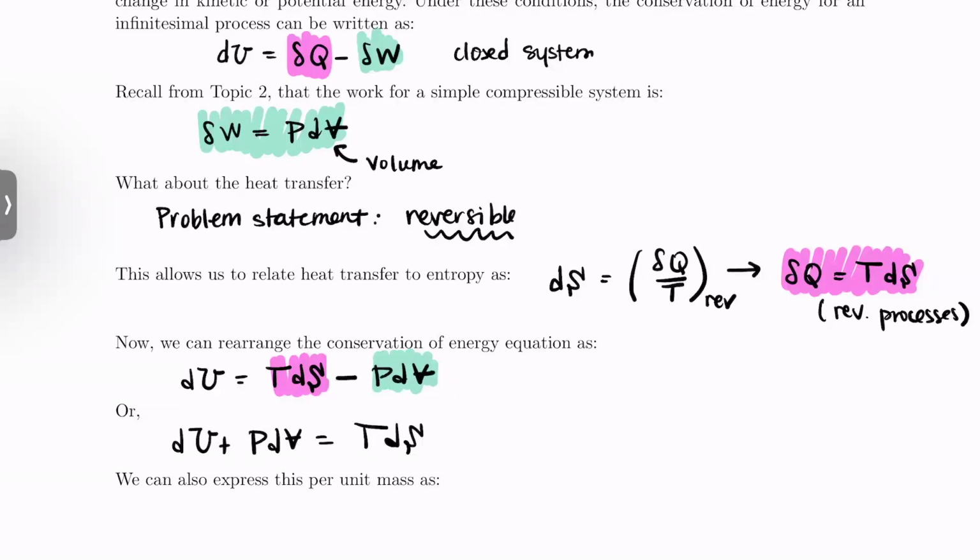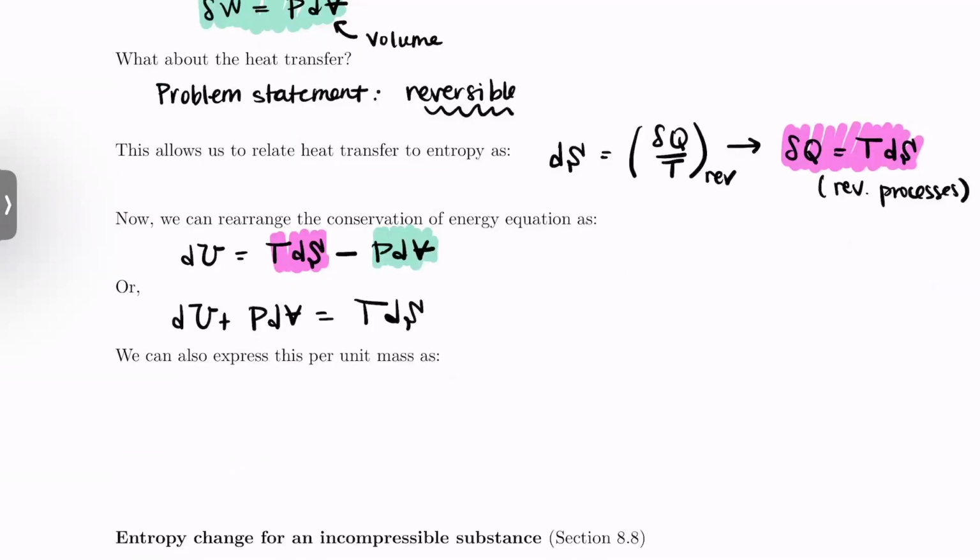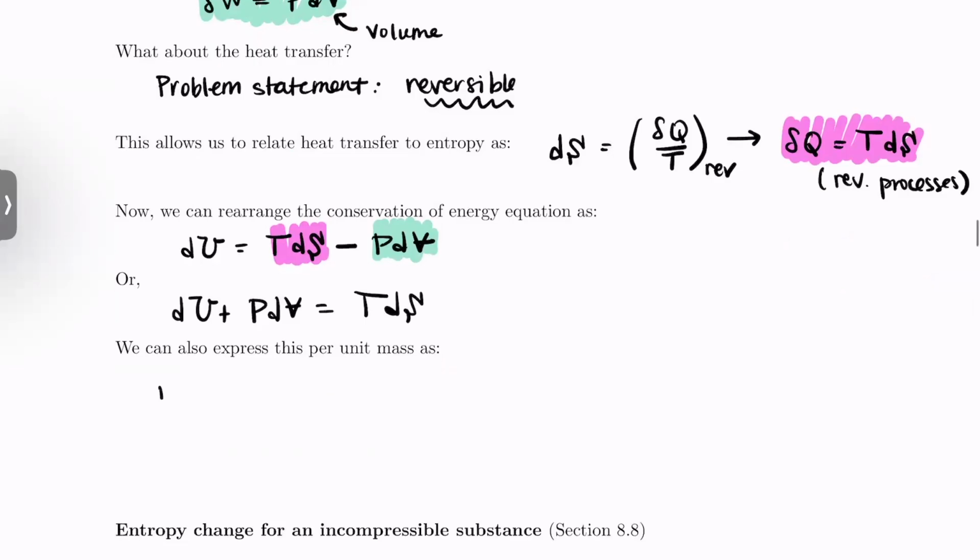And I can also write this per unit mass. So if I divide this entire equation by mass, then I end up with specific internal energy, specific volume, and specific entropy. All right, so I have du plus P dV is equal to T ds. All right.